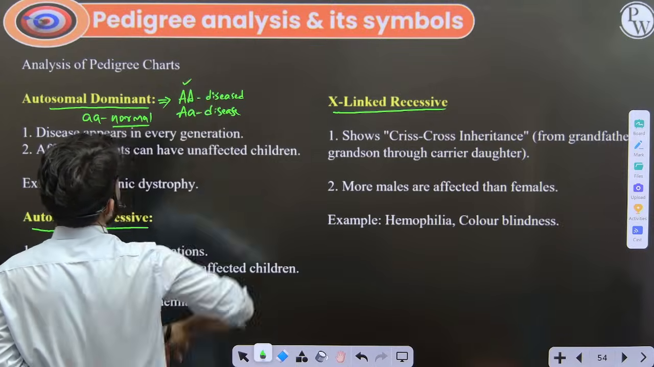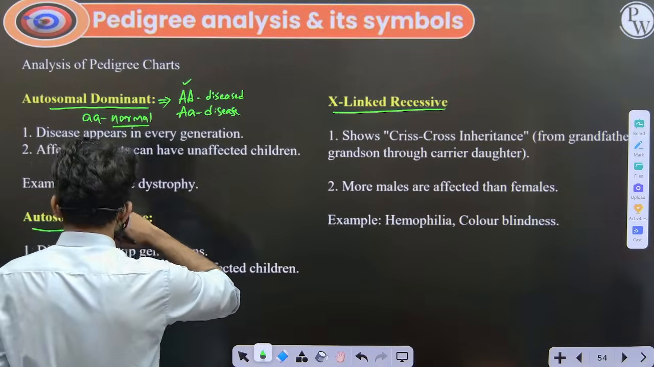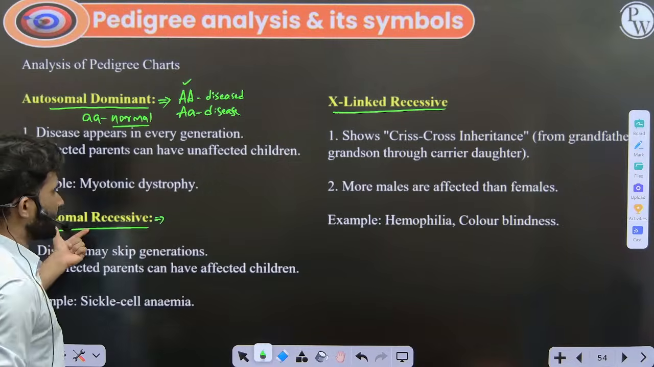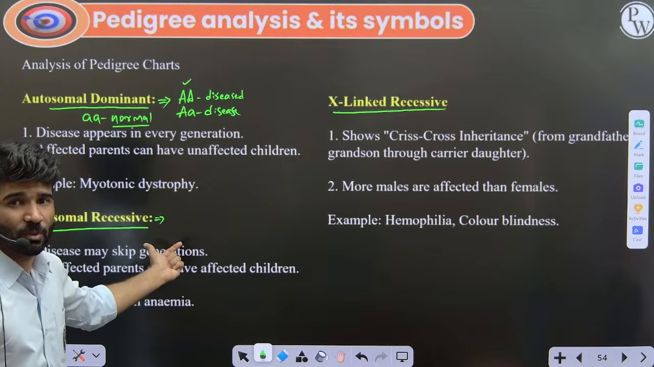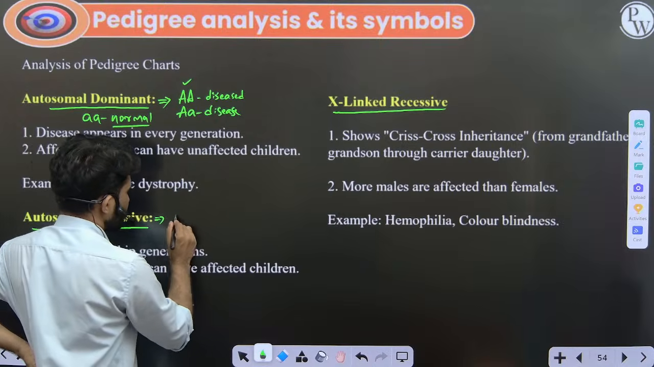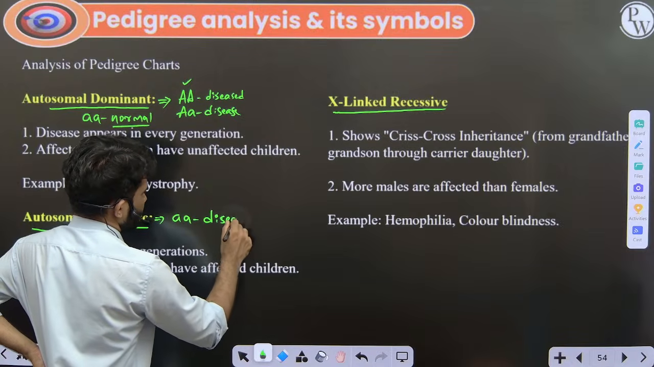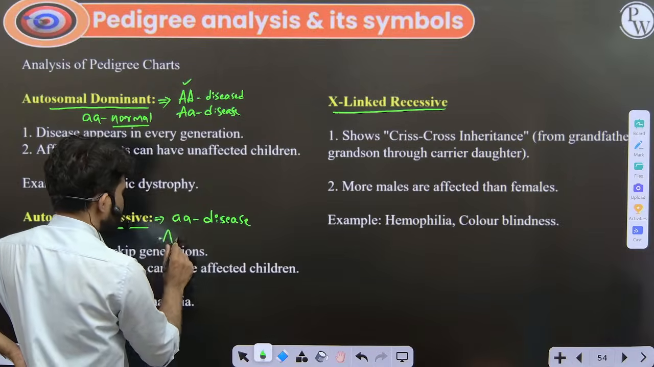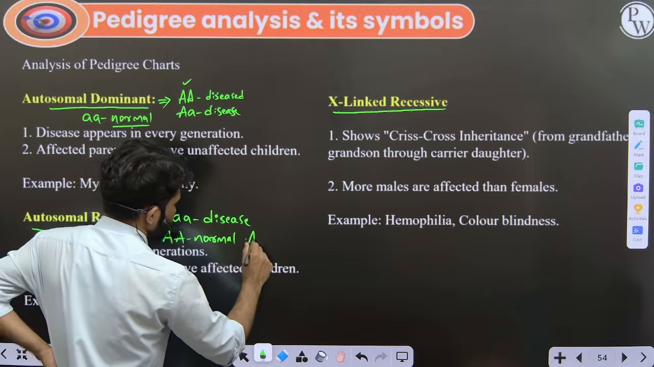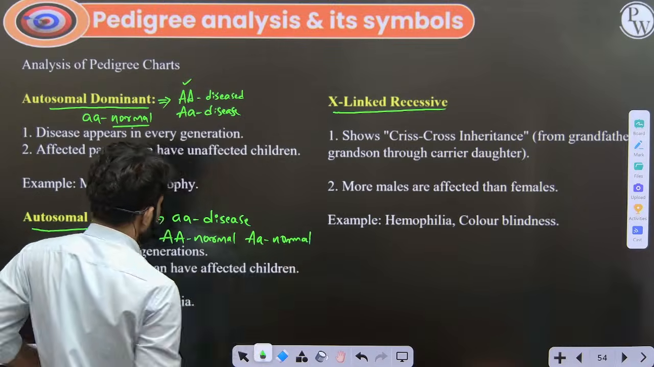So the presence of a dominant allele causes the disease and the individual is affected. The next one is autosomal recessive. As the name itself says, the gene must be in a recessive condition, only in a recessive condition, for it to be a disease. If the individual is dominant, it is normal. Again, if it is heterozygous, it is normal. So this is what we have for autosomal.